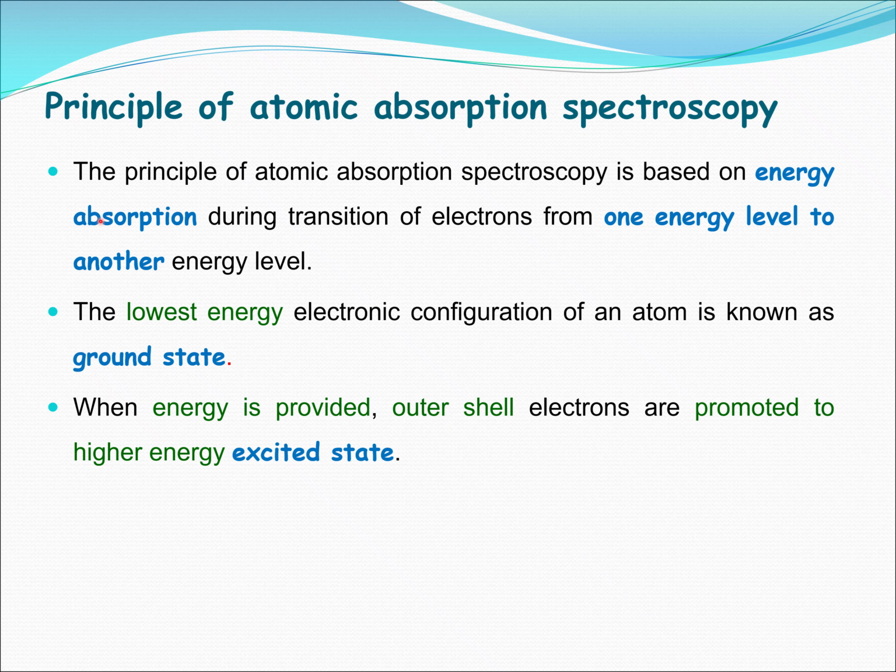Now we'll discuss the basic principle of atomic absorption spectroscopy. The principle is based on energy absorption during transition of electrons from one energy level to another energy level. So this is the same principle as that for UV and fluorometry. The lower energy electronic configuration of an atom is known as the ground state, and when energy is provided, outer shell electrons are promoted to a higher energy level. This is the common phenomenon as in UV spectrophotometry. We have already read about this.